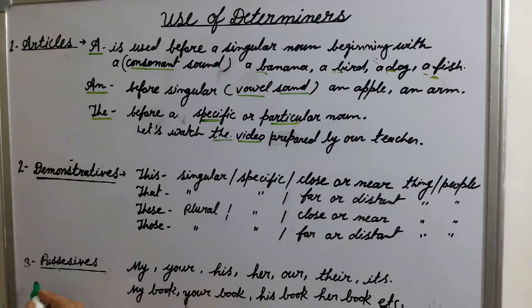Third kind of determiners is possessives. Possessive adjectives. My, your, his, her, our, their, its, all are possessive adjectives. We use my book, your book, his book, her book, etc.